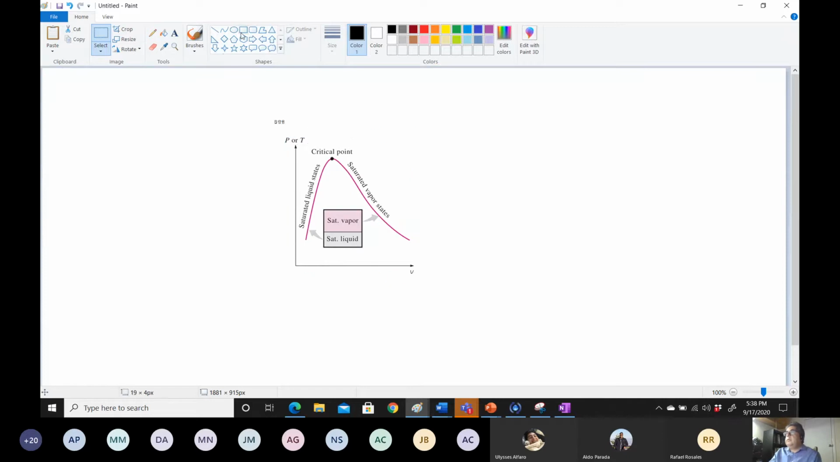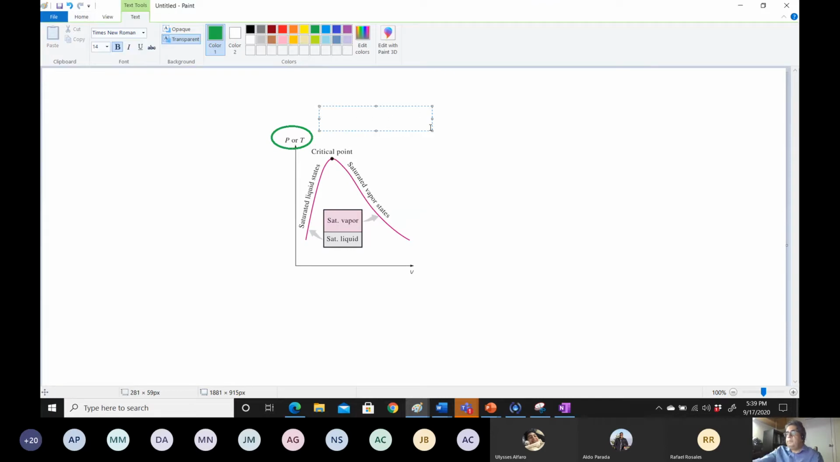All right, so again, this is important here, an important attribute of saturated liquid. So let's go ahead and write this down here. This is saturated liquid. All right. So if you know the pressure, you know the temperature. If you know the temperature, you know the pressure.